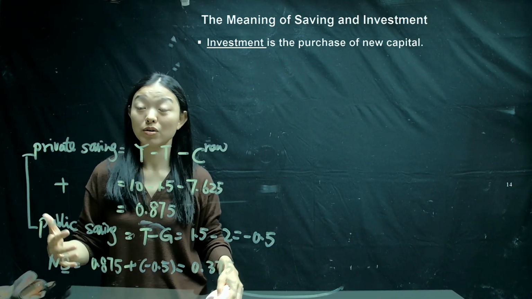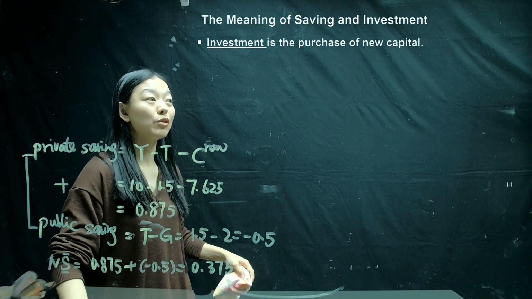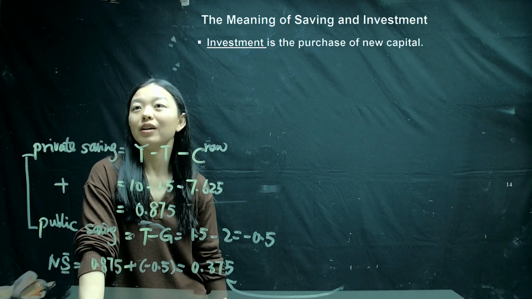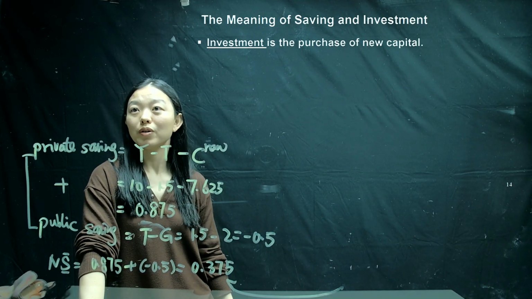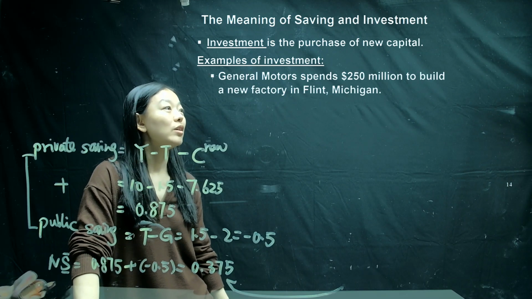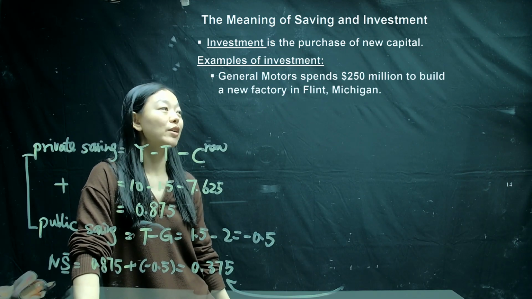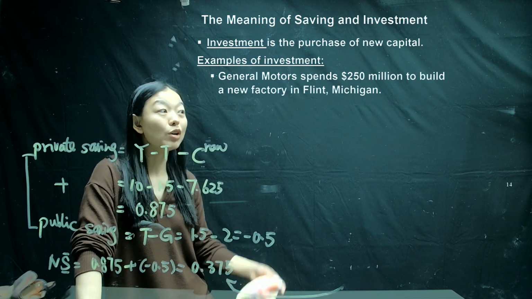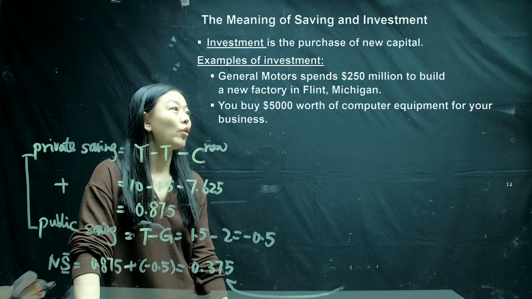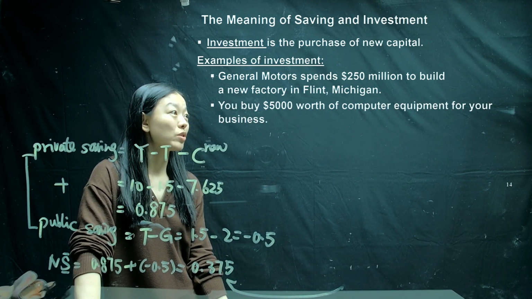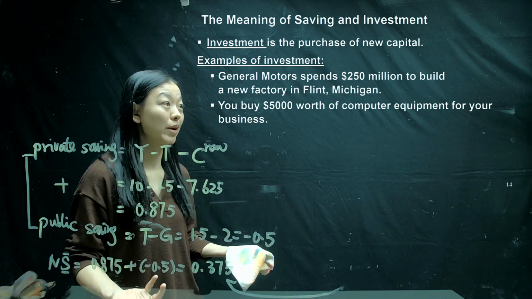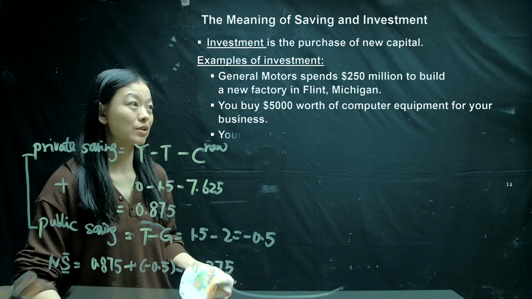This new capital is not stock or bonds. The new capital here means the new factory, new equipment, new equity. For example, GM spent $250 million to build a new factory. Or you buy $5,000 worth of computer equipment, so this is new computer equipment to invest in your business.